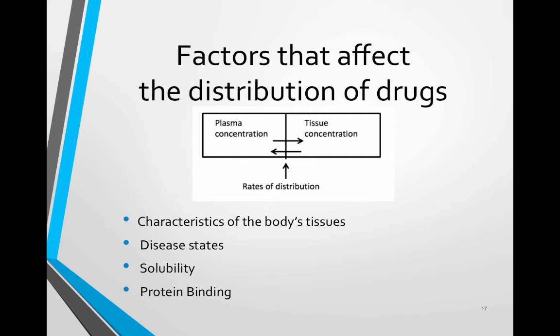So the characteristics of the body tissue is going to vary from person to person and thus affect the volume of distribution. Other disease states such as CHF or ascites is going to change the amount of fluid potentially that you have, so the amount of water.